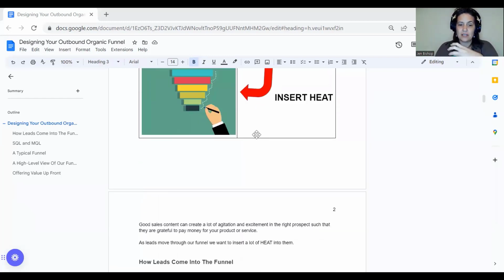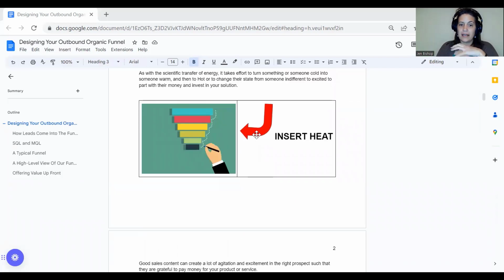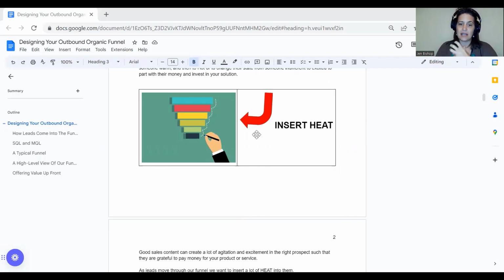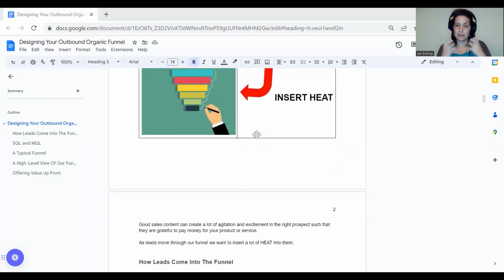So essentially, a well-designed funnel and good content is exactly the type of heat required. It creates the agitation, the excitement, the movement that is required in the right prospects so that they get to a point where they are grateful to pay you money for your product or service. So where there might be resistance or reserve at the beginning or distrust, you want them to get to the point where they're throwing their money at you and saying, take my money, please help me.